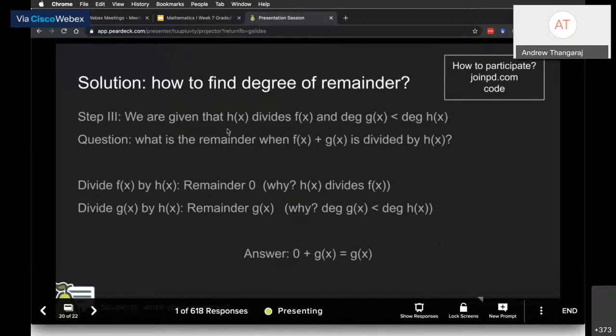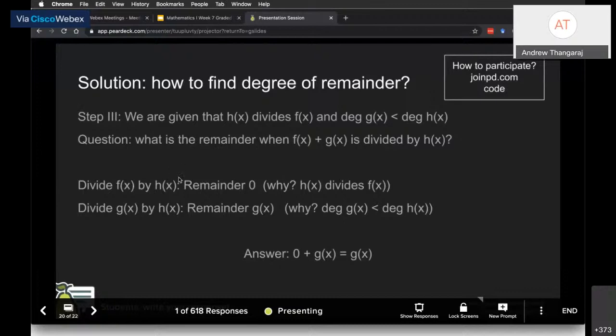So we're given h of x divides f of x, and degree of g of x is less than degree of h of x. Okay. Now, what happens when f of x plus g of x is divided by h of x? You use the third property from before. You first do f of x divided by h of x separately, but h of x divides f of x. So when h of x divides f of x, what happens when you divide f of x by h of x?